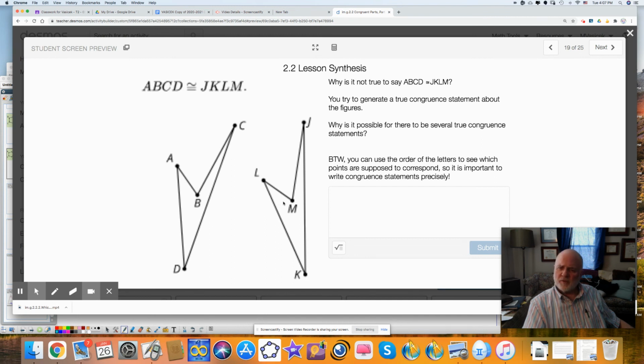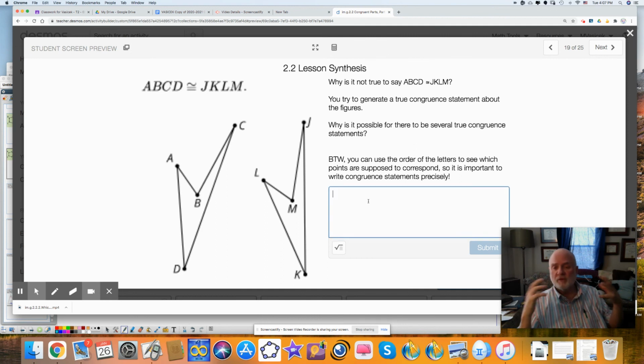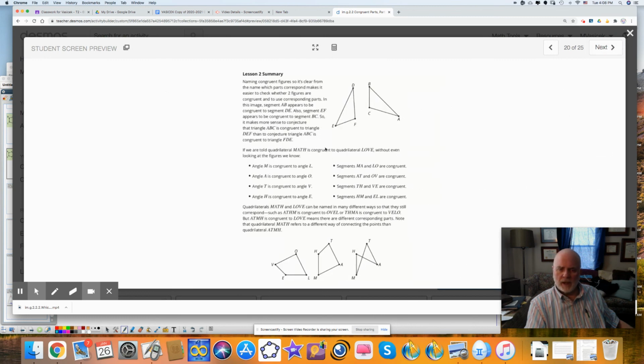Why is it possible for there to be several true congruent statements? Notice you could go BCDA is congruent to MJKL. I could say CBAD is congruent to JMLK. There's a lot of ways that are not true, but there are several ways that you could write that are congruent, just as long as the corresponding parts of the congruent figures are congruent. So the angles must match up with the angles, and the segments must match up with the segments. So the first and second letters must match up with the first and second letters, and so forth.